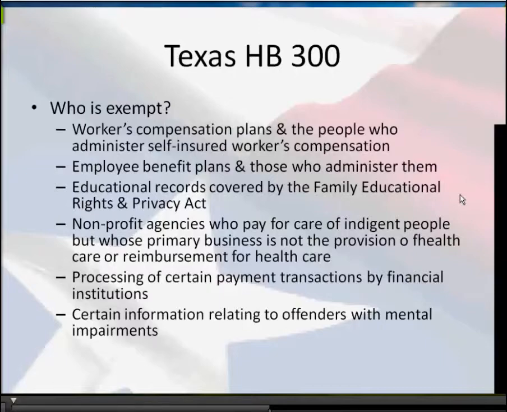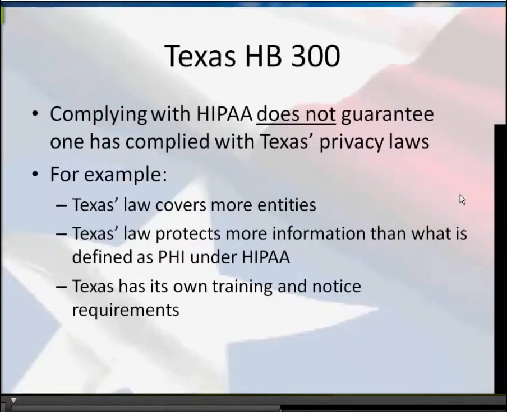Workers' comp plans and the people who administer workers' comp plans are exempt. Employee benefits plans and those who administer them are exempt. Educational records covered by the Family Educational Rights and Privacy Act are exempt. Non-profit agencies who pay for the care of indigent people, but whose primary business is not the provision of health care or reimbursement for health care, are exempt. Processing of certain payment transactions by financial institutions is exempt, and certain information relating to offenders with mental health impairments is also exempt.